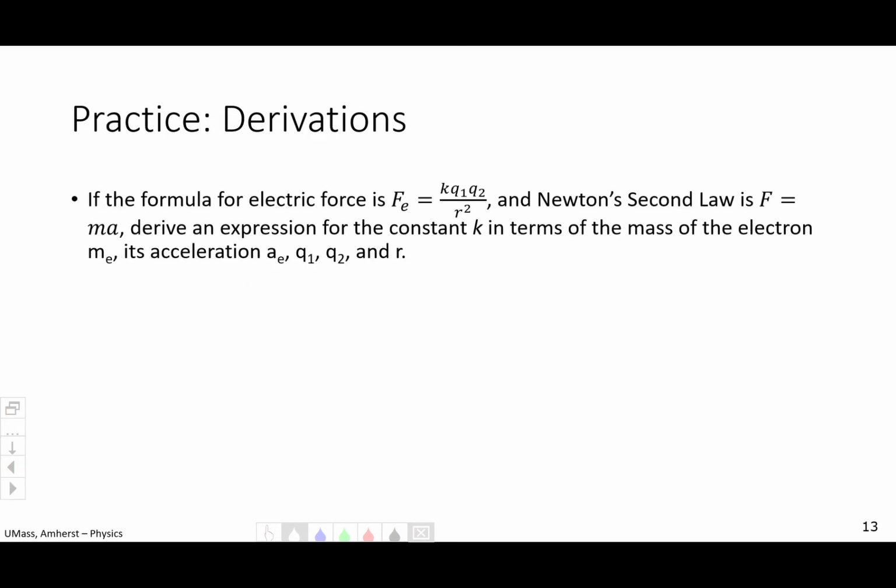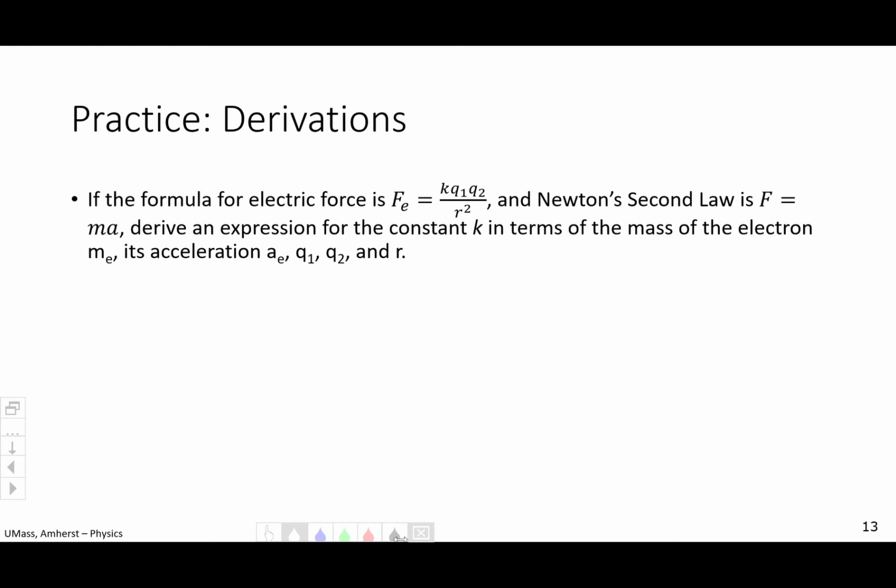Okay, so I want you to give this a shot. You can grab a whiteboard or use a piece of paper. I want you to go ahead and practice this derivation idea. If the formula for electric force is Fe equals k Q1 Q2 over r squared, and Newton's second law is F equals ma, derive an expression for the constant k in terms of the mass of the electron, me, its acceleration, ae, Q1, Q2, and r. Q1 and Q2 are charges, and r is the distance between the charges.